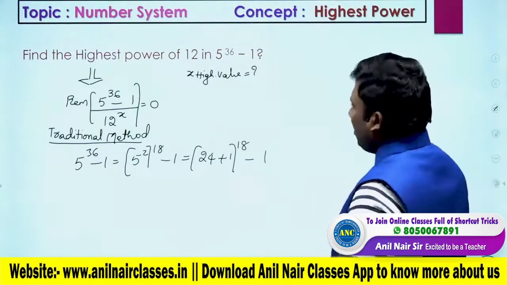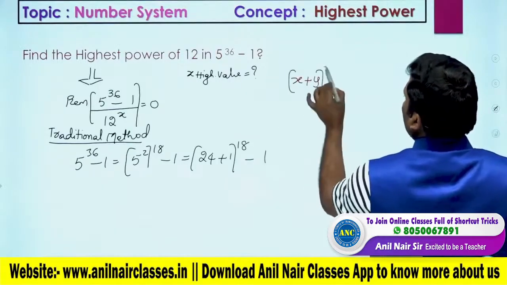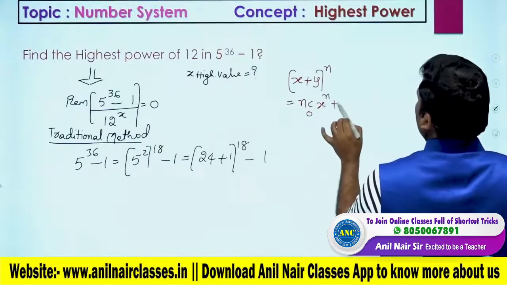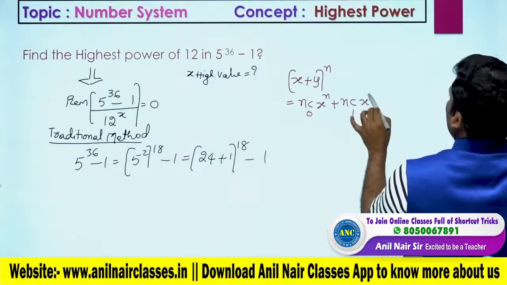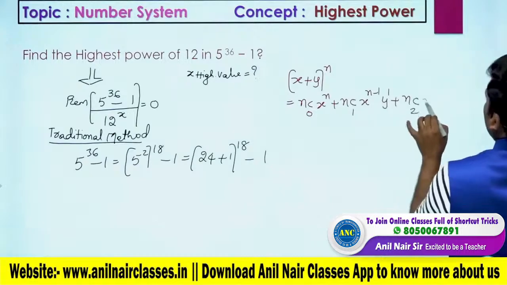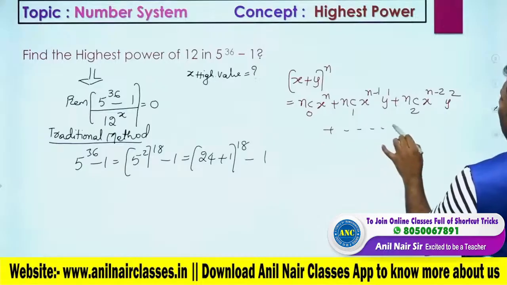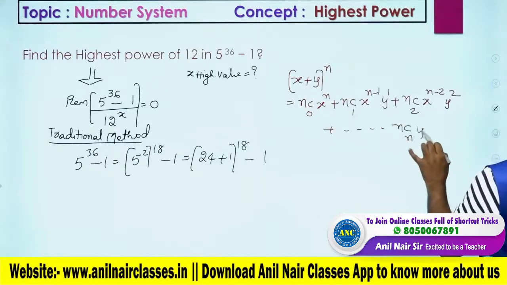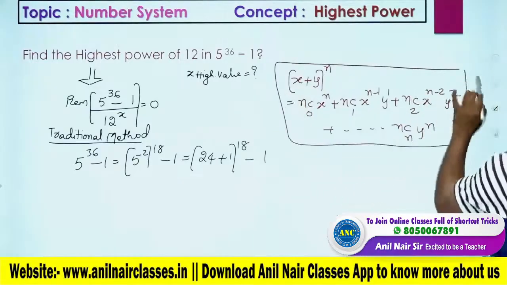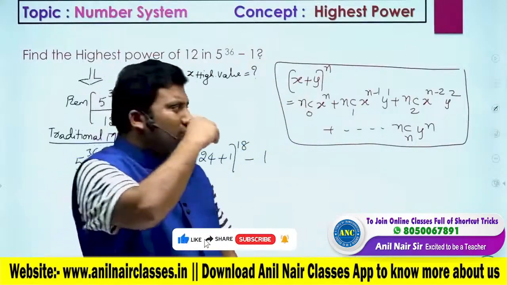Now see here. There is a binomial expansion which goes like this. x plus y power n can be written as nC0 x power n, nC1 x power n minus 1 y power 1, nC2 x power n minus 2 y square, and so on up to nCn y power n. This is the binomial expansion for x plus y power n. Very, very easy to remember.